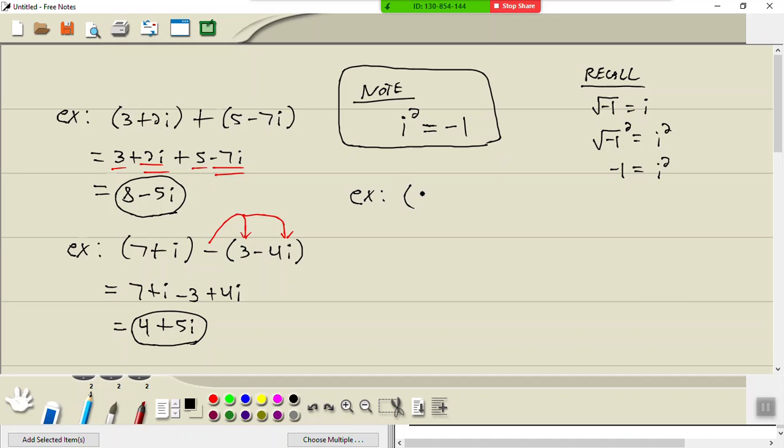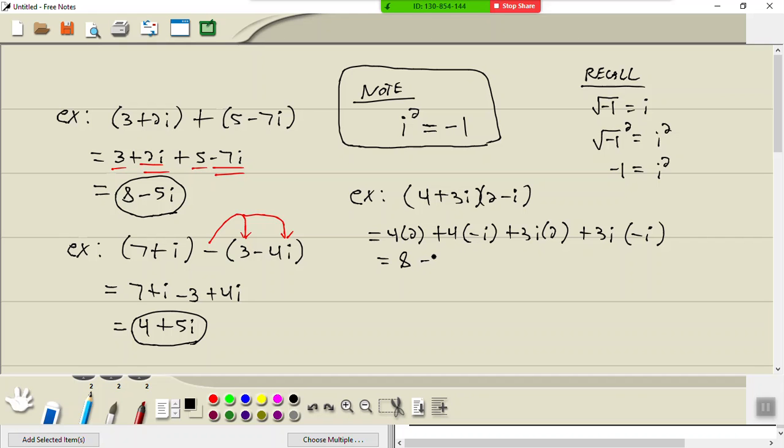For example, if I have 4 plus 3i times 2 minus i, we want to multiply these together. Remember I said you treat them just like variables, which you still do. Remember the FOIL technique? First, outer, inner, and last. So we'll multiply the first items together. So we'll take 4 times 2. We'll multiply the outer items together. 4 times negative i. We'll multiply the inner items together. 3i times 2. And we'll multiply the last items together. 3i times negative i. Now 4 times 2 is 8. 4 times negative i is negative 4i. 3i times 2 is 6i. 3i times negative i is negative 3i squared.